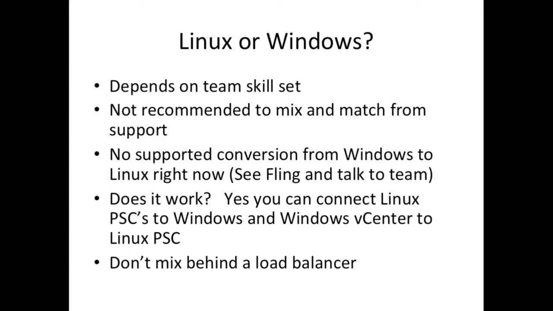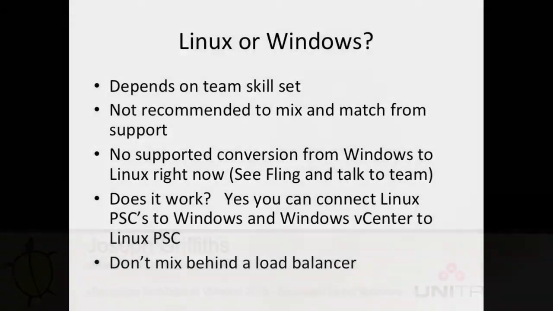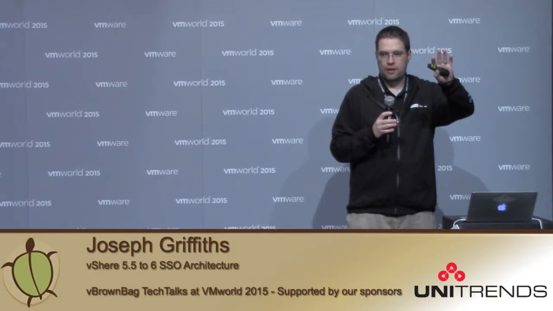Now here's a fun little tidbit. You can mix and match in 6. You can have a Linux vCenter appliance tied into a Windows PSC or a Linux PSC tied into a Windows appliance. There's no problem doing that. It works because it's all API calls. The only caveat to that is if you're going to use a high availability solution, you cannot tie the high availability, in other words, your load balancer, into a Linux and a Windows PSC.